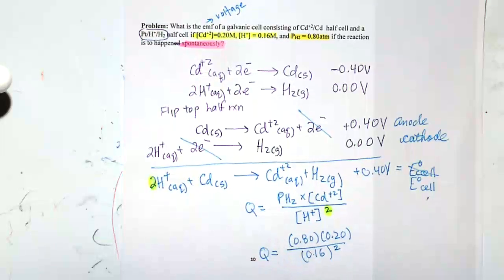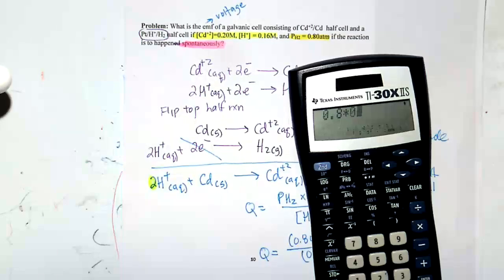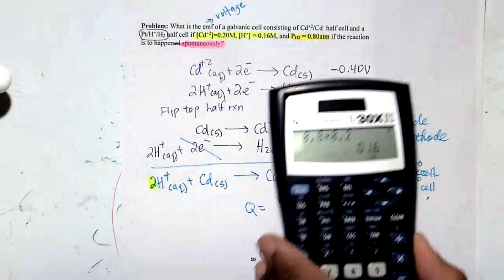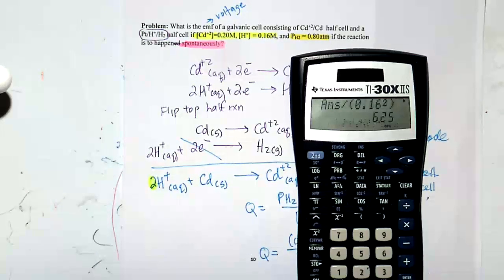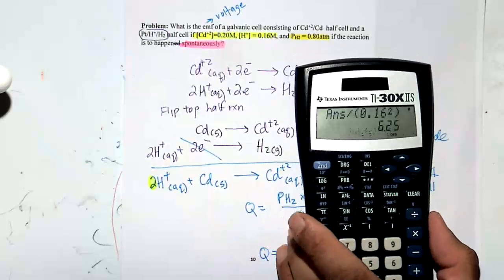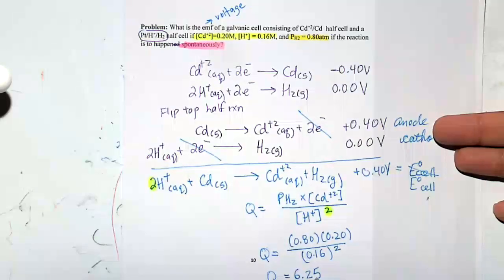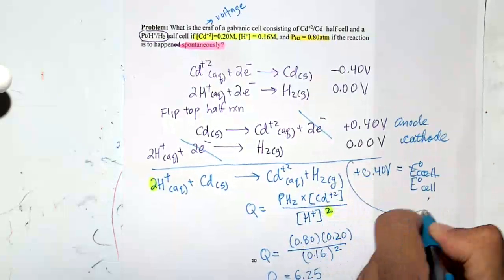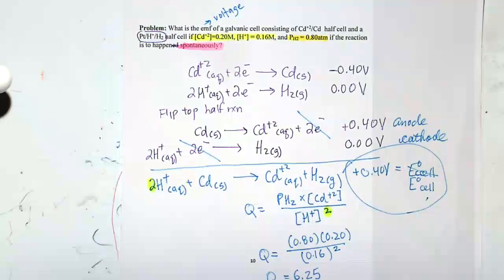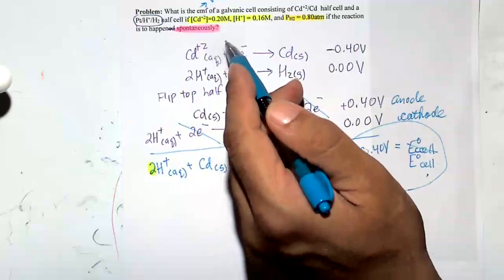So 0.8 times 0.2 is 0.16, I believe. So 0.16 divided by 0.16 squared. 6.25 is Q. All right, so we got our Q and we got our Ecell. Now what equation will we use? We will use the Nernst equation to get our final voltage under these conditions.